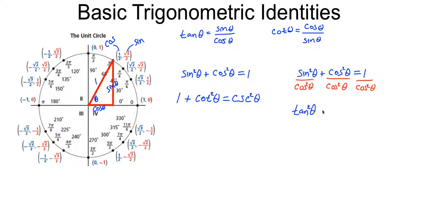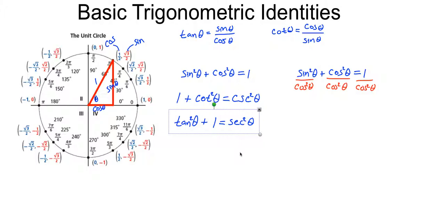Cosine squared divided by cosine squared is just going to be 1. And 1 over the cosine squared, well, that's just going to equal the secant squared of theta. So there we go. This is our third Pythagorean identity, which we'll slide right over here.